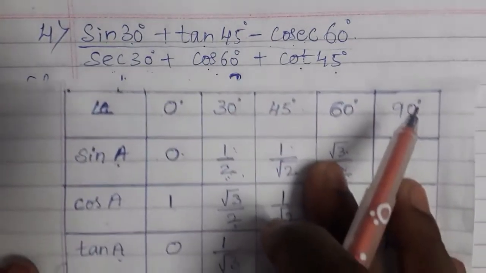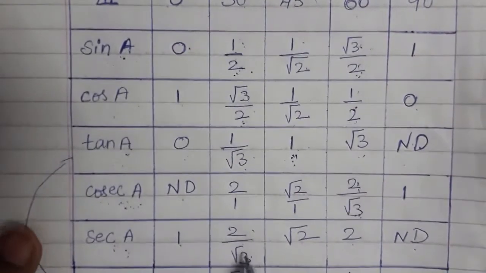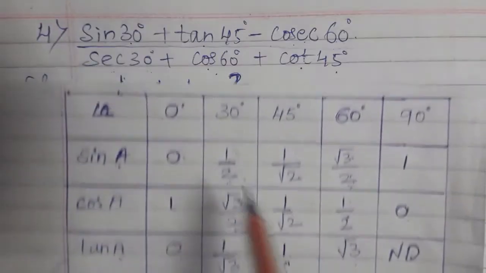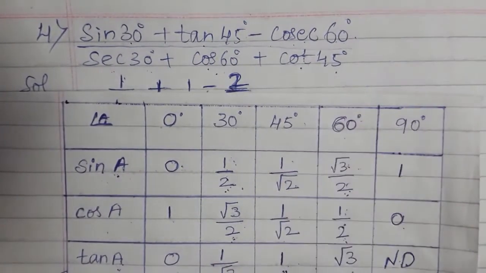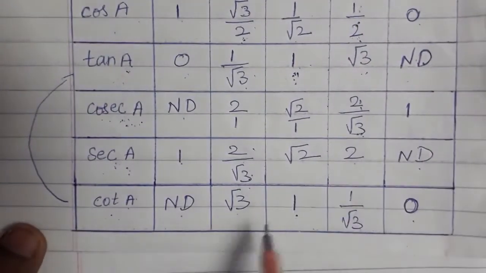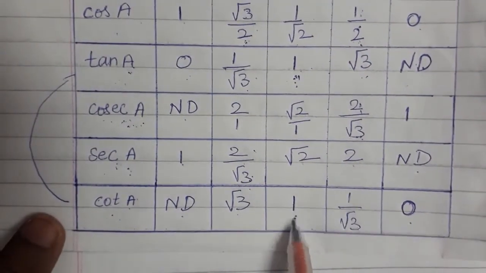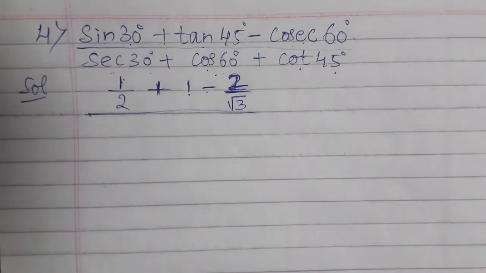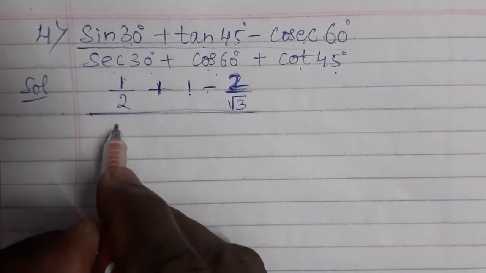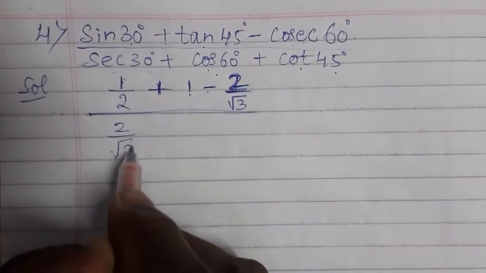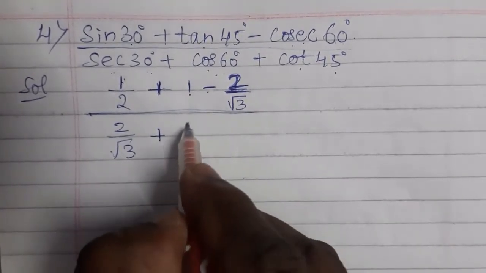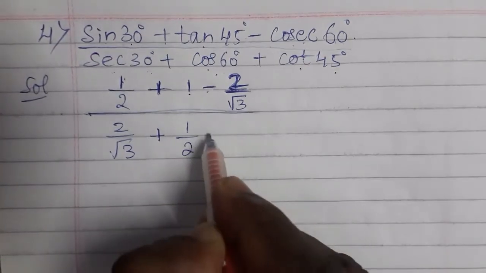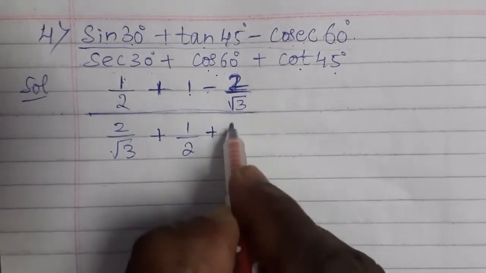Denominator is secant 30. You can notice secant 30 is 2 by root 3. Then cos 60. Cos 60 is 1 by 2. Then cot 45. Cot 45 is 1. You have to remember this table. So I am substituting that. Secant 30, 2 by root 3, plus cos 60, 1 by 2. Next, cot 45 is 1.